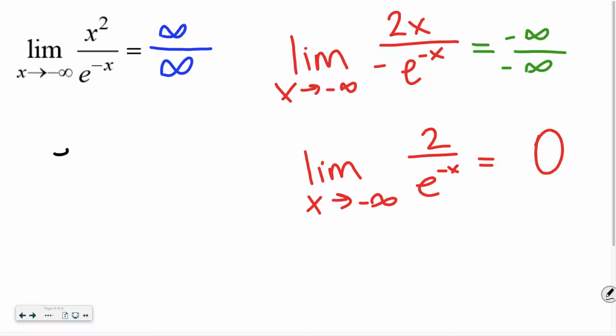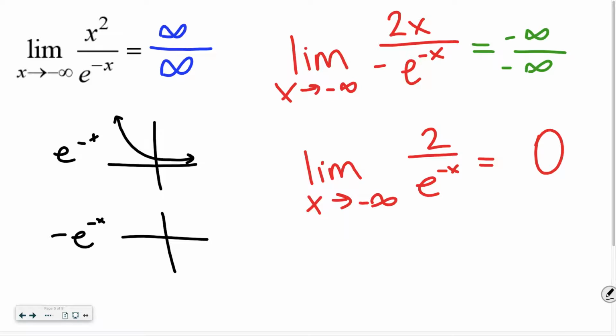So if e to the negative x looks like this, then negative e to the negative x flips over the x-axis. Because as we approach negative infinity, this guy is going to go towards infinity. So we have 2 over approaching infinity. As our denominator gets really, really big, our fraction as a whole gets really, really small. Do you see what I mean by that?